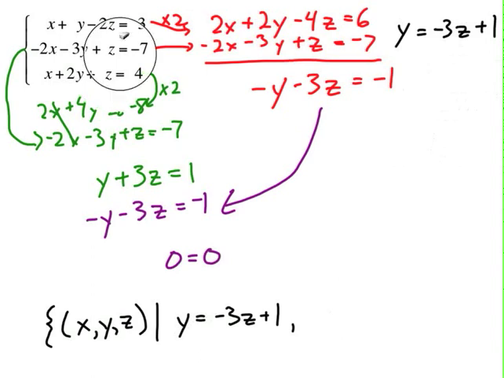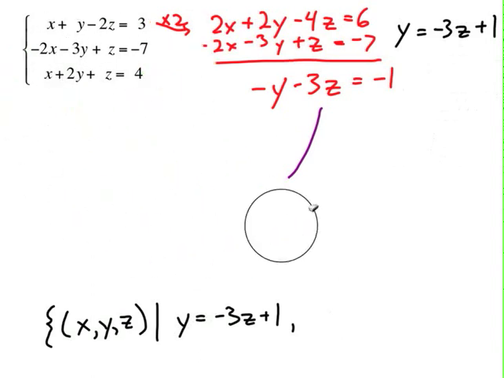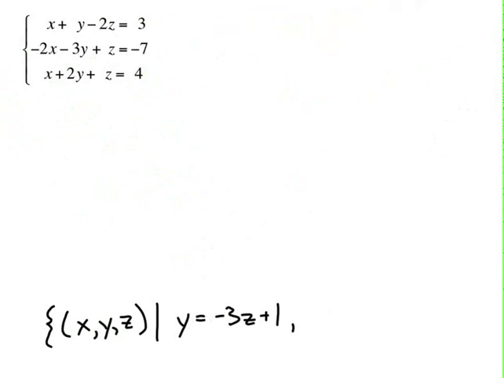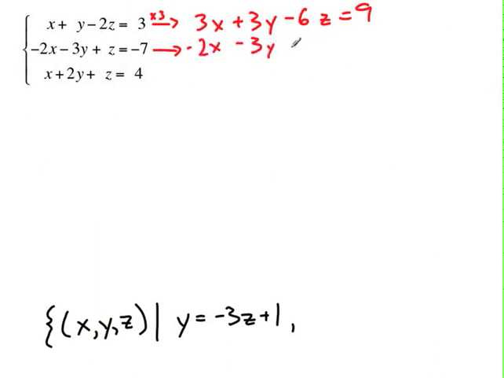So if you don't mind, I'm going to erase all this work. And I'm going to start over, but this time I'm in the mind frame of getting rid of y this time. So in order to get rid of y here, I need to multiply him by 3. So I'm going to multiply by 3. So I get 3x plus 3y minus 6z, and that equals 9. And then I'm going to use this guy and just bring him straight across. Negative 2x minus 3y plus z equals negative 7.